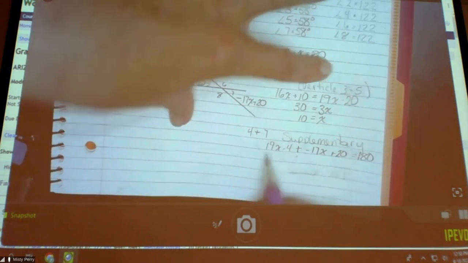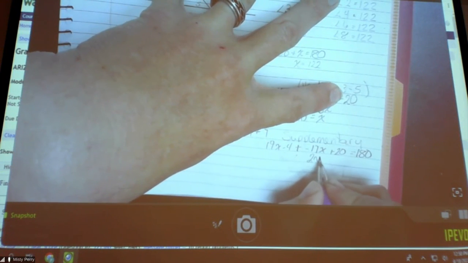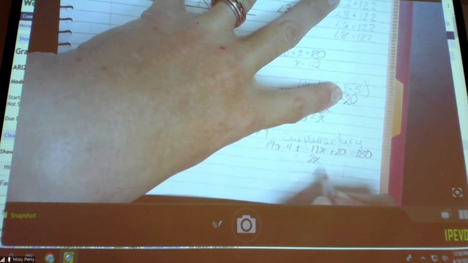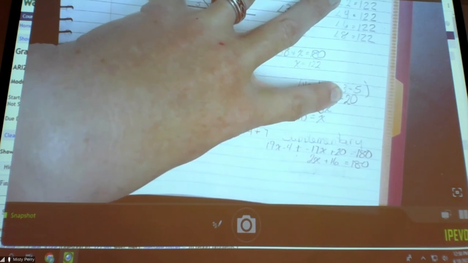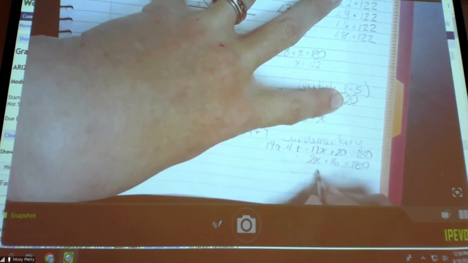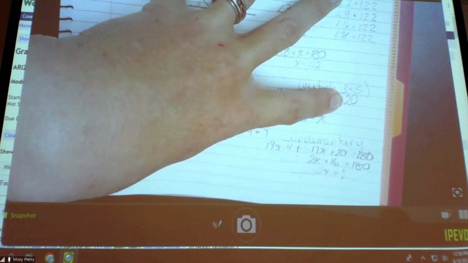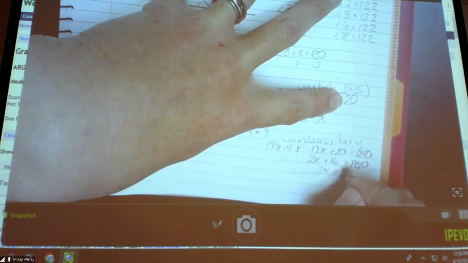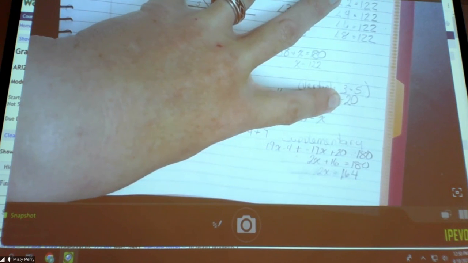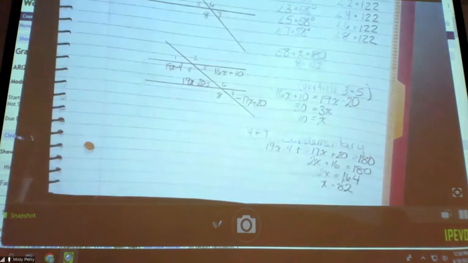So I'm going to combine my like terms on this side first. So I'm going to have 2x plus 16 equals 180. 2x is going to equal 164. X is going to equal 82. Okay.